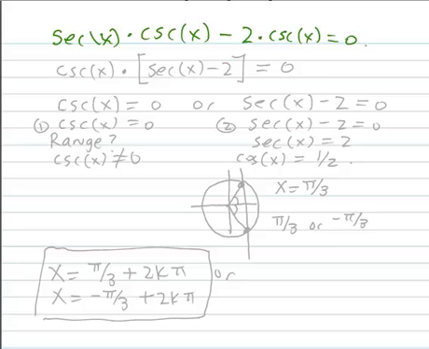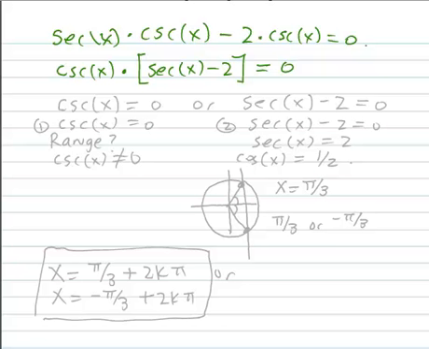So remember some of the rules of working with equations. We want to try to factor and see what happens, right? If we factor out a cosecant, we would have cosecant of x times the quantity secant of x minus 2 equal to 0.